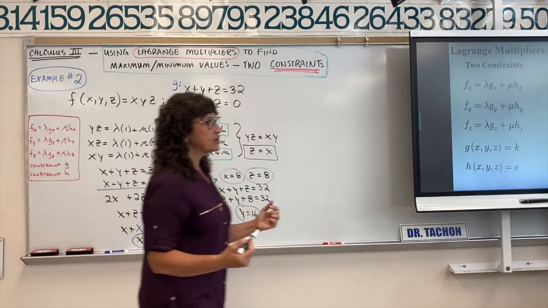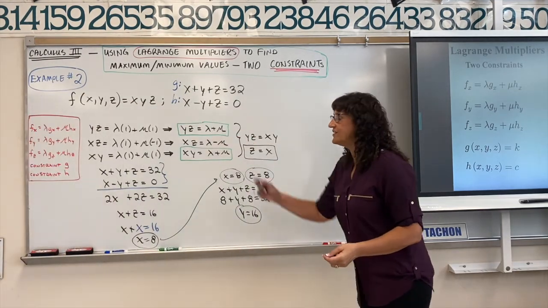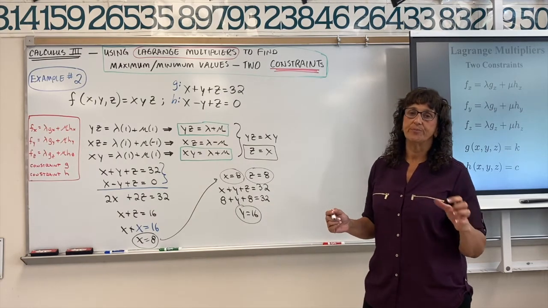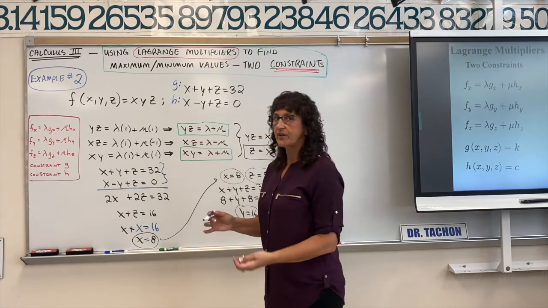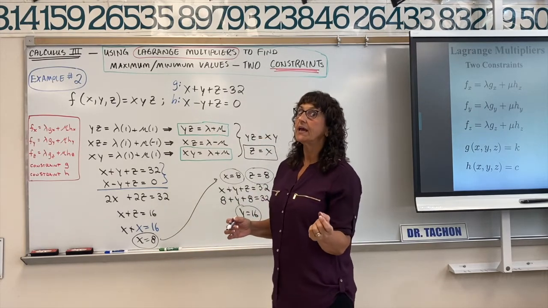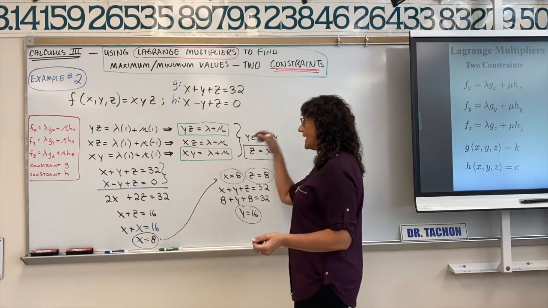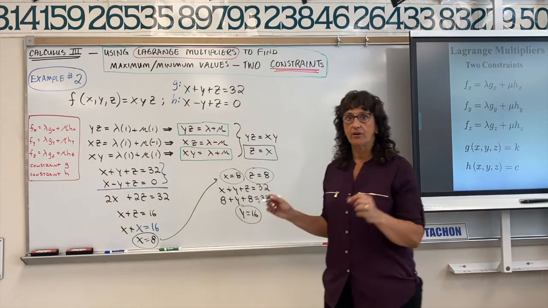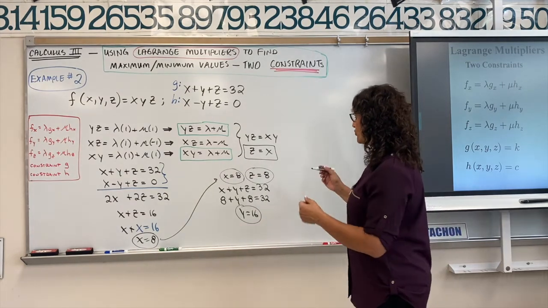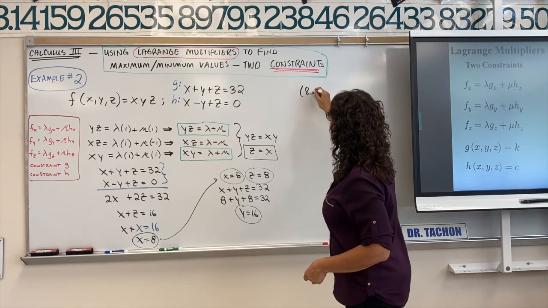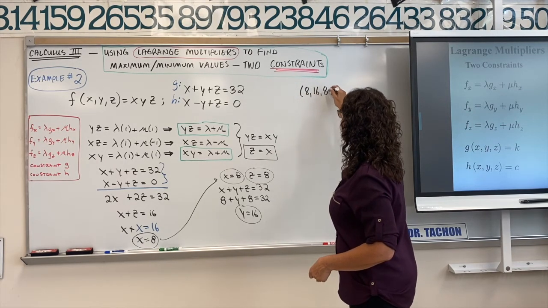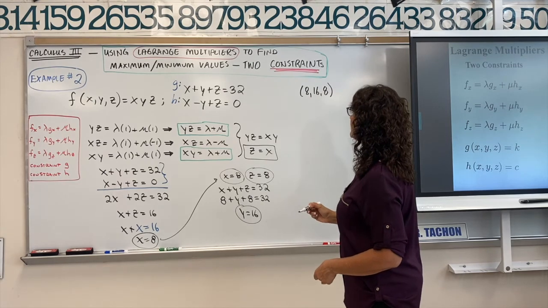So introducing lambda and mu, our Lagrange multipliers, helps us, even though it's a 5-part system of equations, so the algebra can get tricky. But it helps us to see where our critical points are. Our critical point is going to be 8, 16, 8. So this is our point right here.